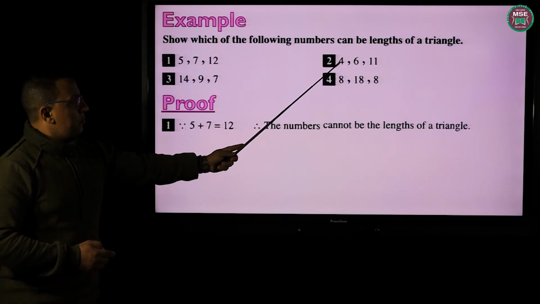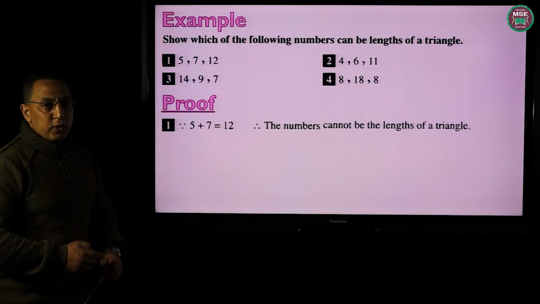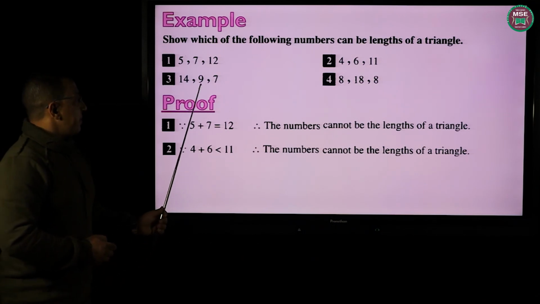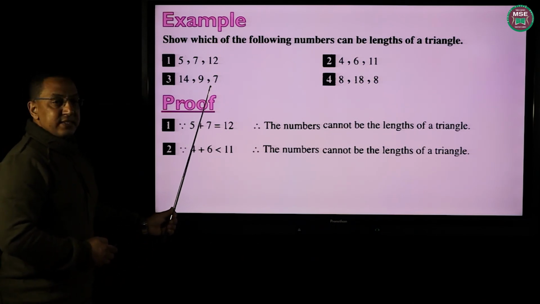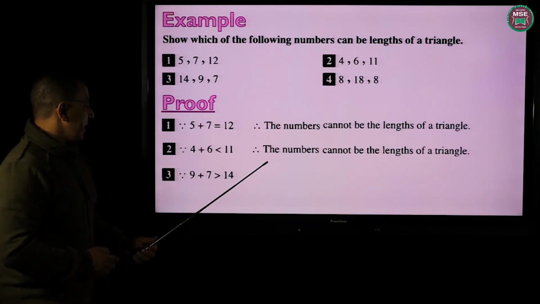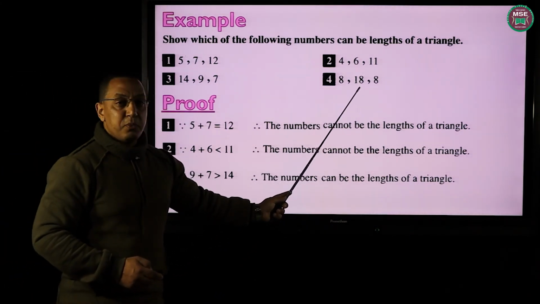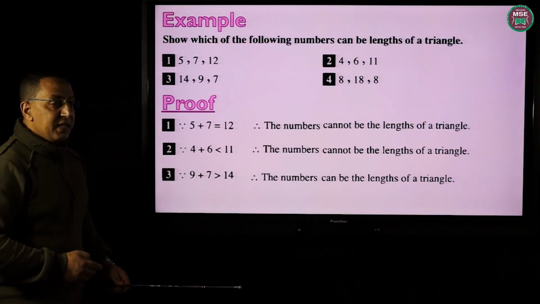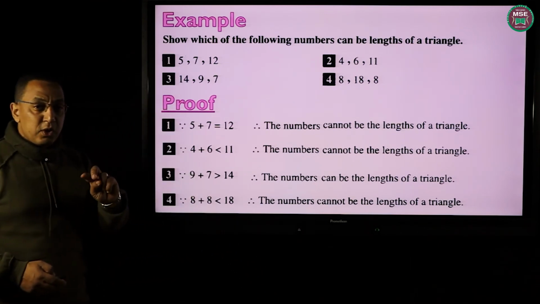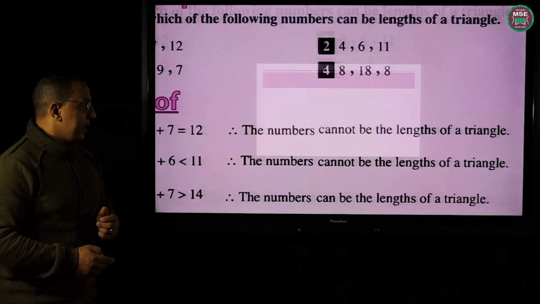Number 2, 4 plus 6 equals 10, and 10 is smaller than 11, so it also can't be sides of a triangle. Number 3, 7 plus 9 equals 16. 16 is greater than 14, so it can be sides of a triangle. Finally, here 8 plus 8 is 16, and 16 is smaller than 18, so it can't be sides of a triangle. So it's very easy. I'm going to select the two smaller sides, add them, and compare with the third side.